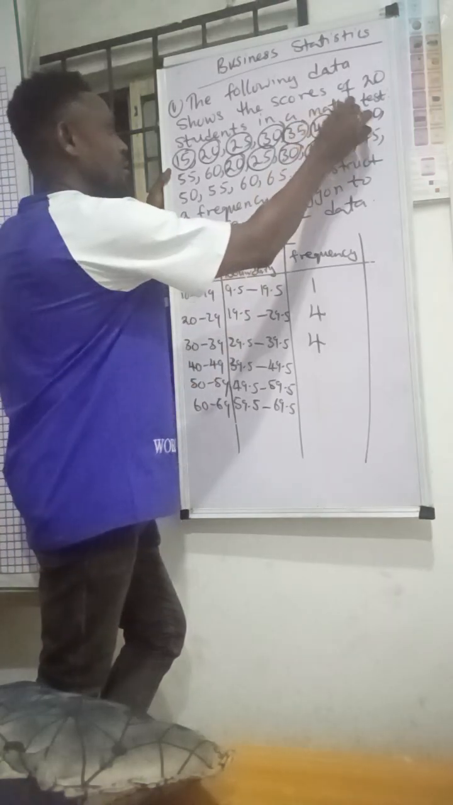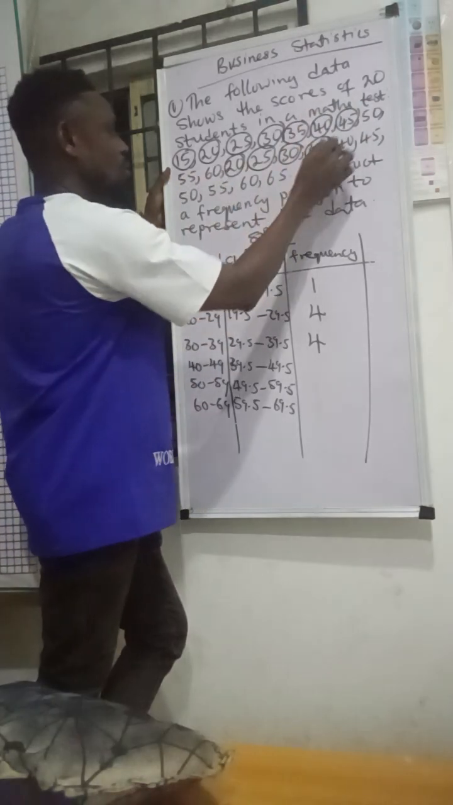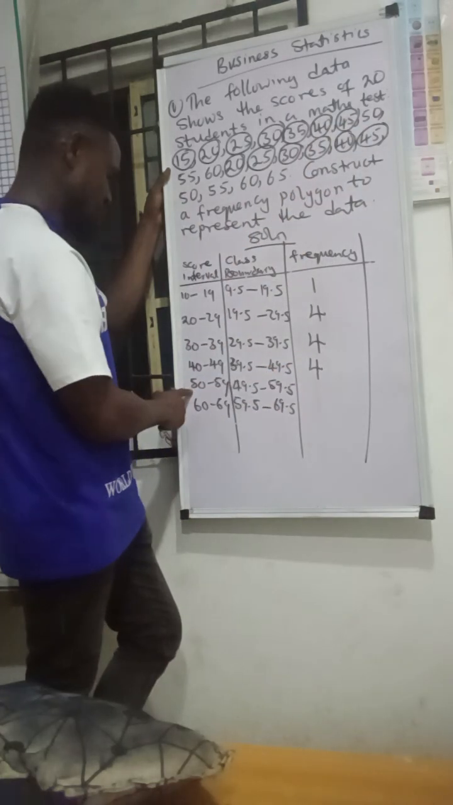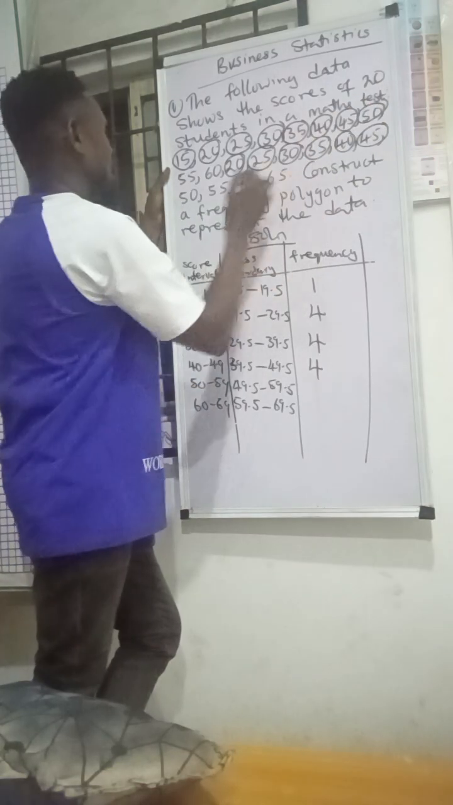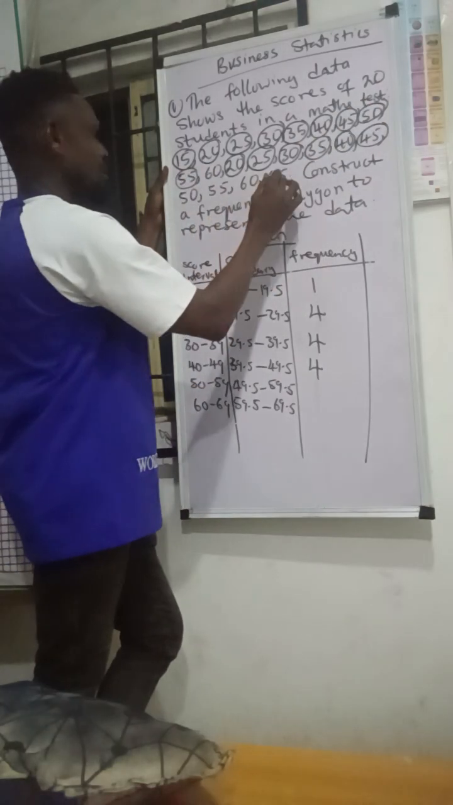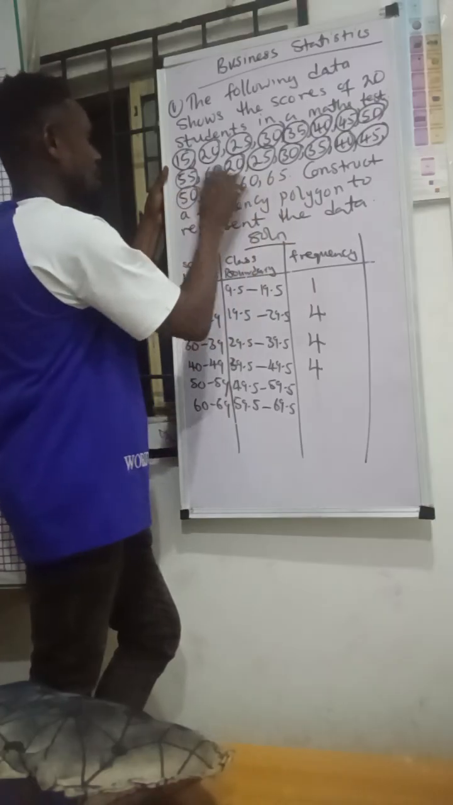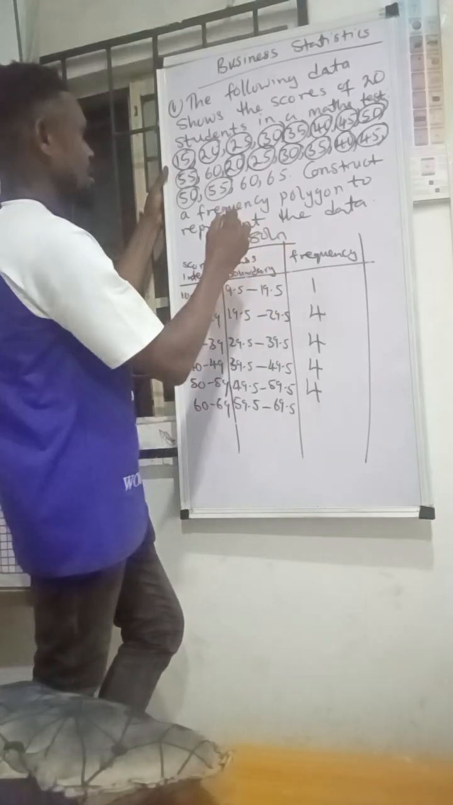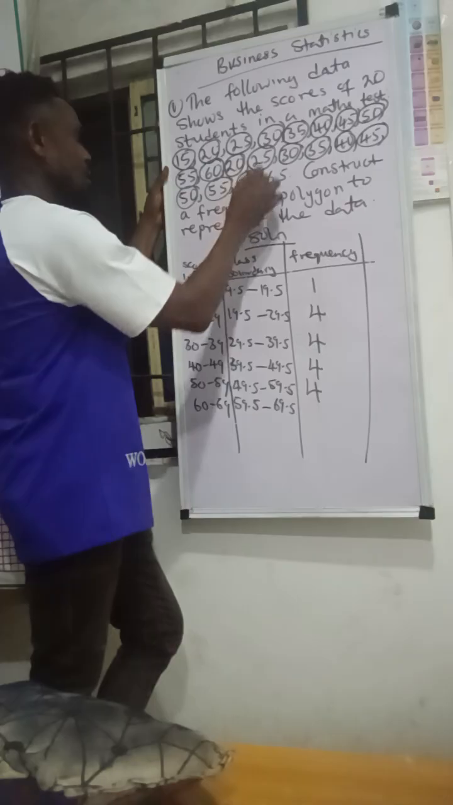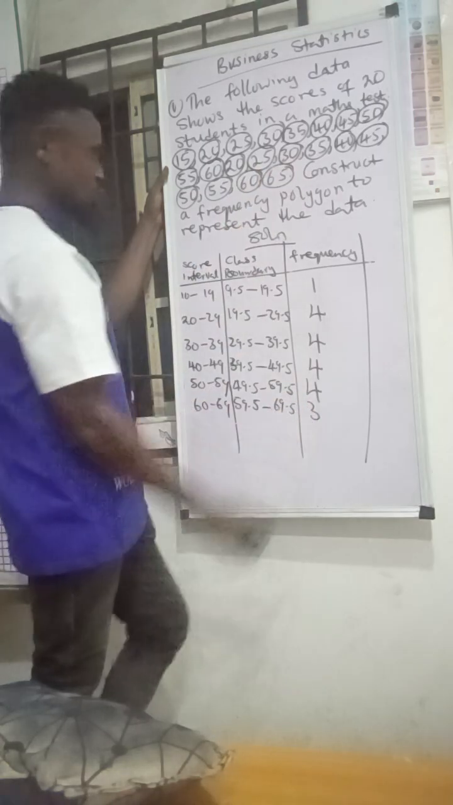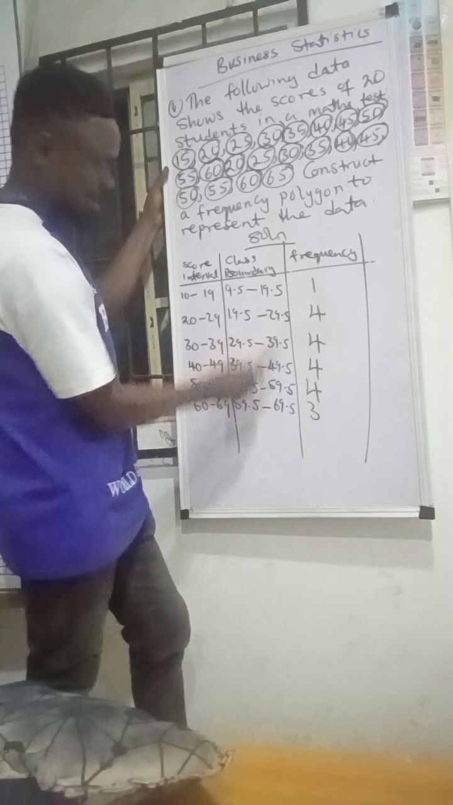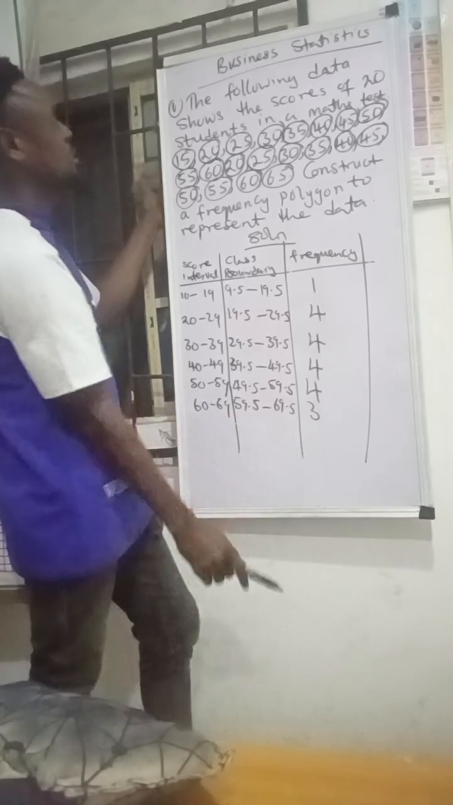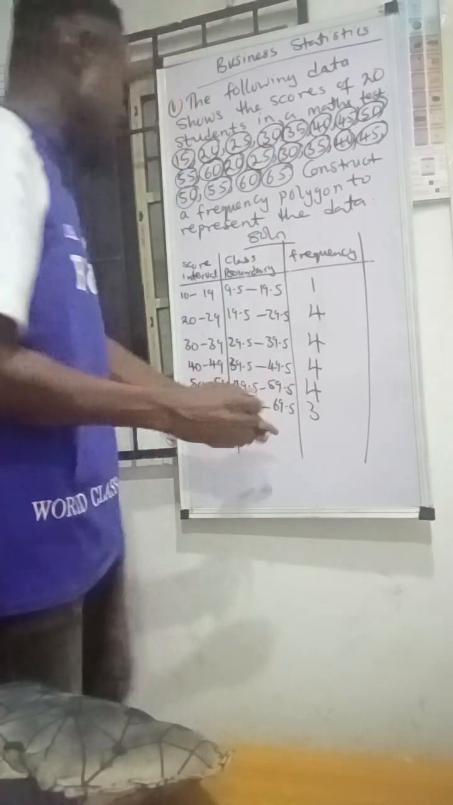Then we now have 40 to 49. You count: 1, 2, 3, 4, still 4, you drop it down. With 50 to 59, we have 1, 2, 3, 4, again 4. For 60 to 69, we have 1, 2, 3, which is 3. To check whether you are correct with this frequency table: 4, 4, 4, 4 is 16, then 17, 20. 20 students is correct. So we have gotten the frequency table.